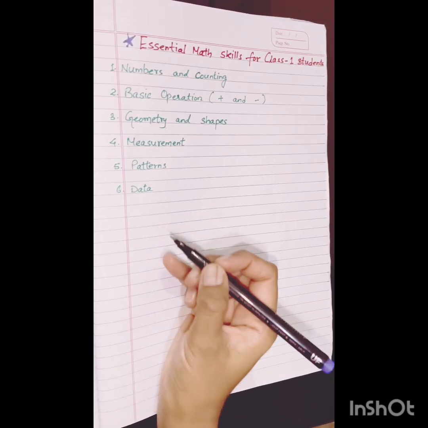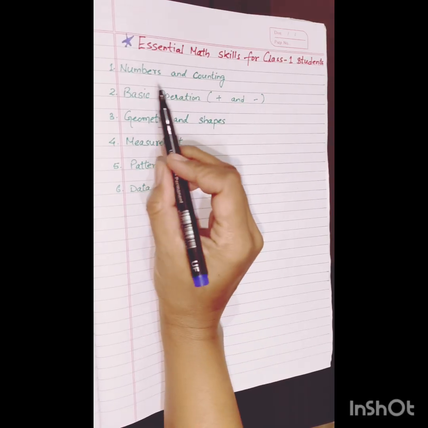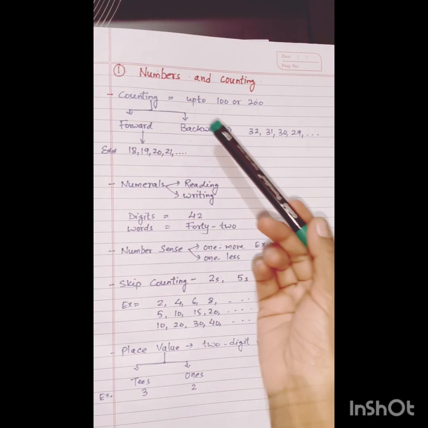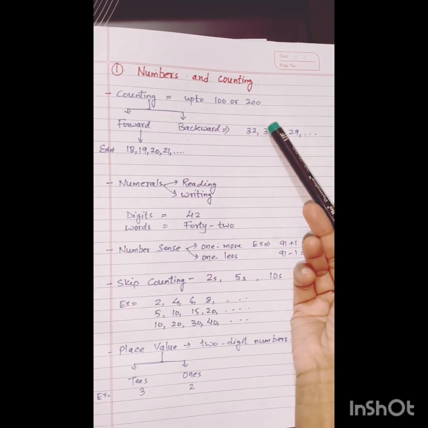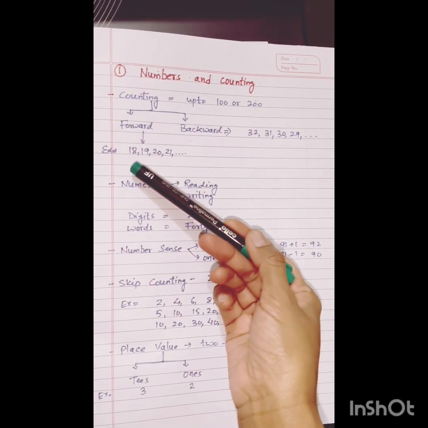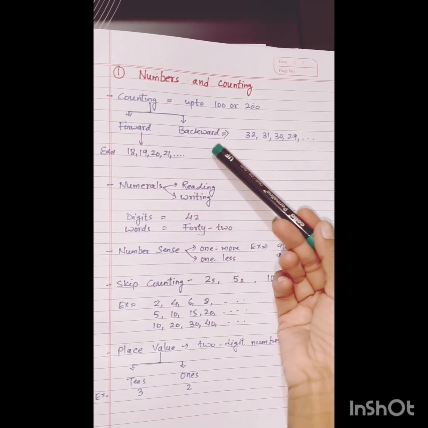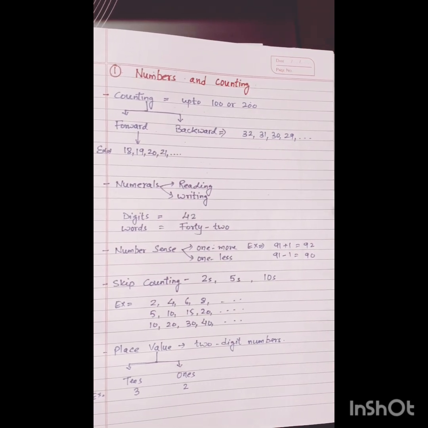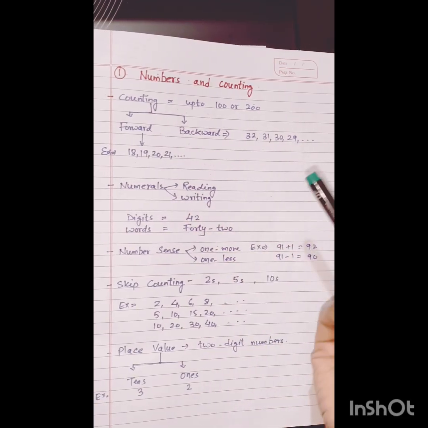So today we will first understand the topic of the day, that is numbers and counting. In numbers and counting, a child should be learning counting up to 100 or 200 at least, and the counting should be learned in two types: forward count like 18, 19, 20, 21, and so on, and backward count, for example 32, 31, 30, 29. It can start with any number, for both backward and forward.